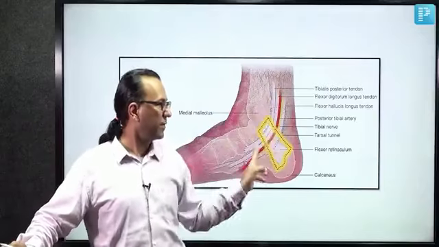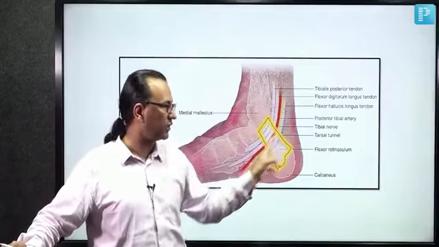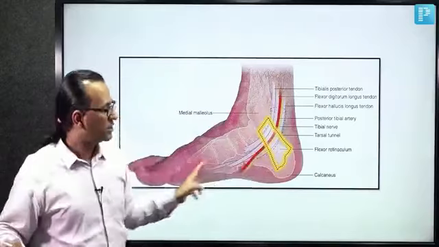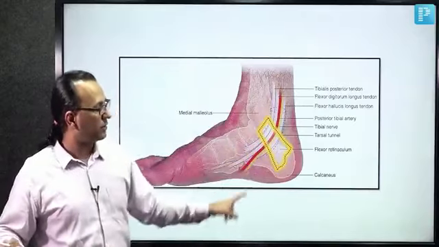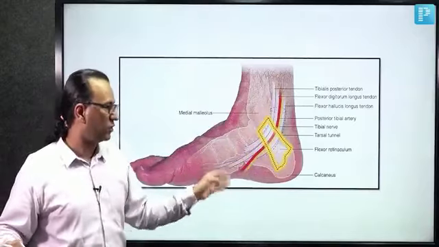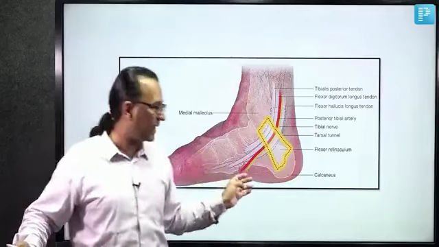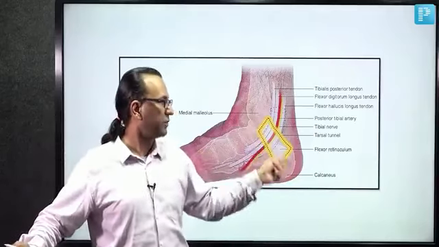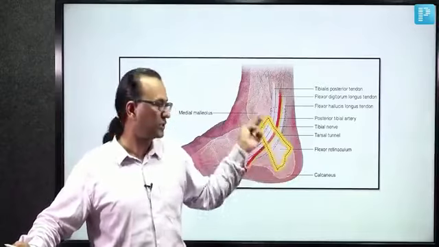As the posterior tibial nerve comes here, it can be compressed. It is called tarsal tunnel syndrome, compromising the branches in the sole, which are called the medial and lateral plantar nerves. There will be sensory loss on the sole, and some of the muscles of the sole may not be working if there is a compression of the posterior tibial nerve under the flexor retinaculum, tarsal tunnel syndrome.